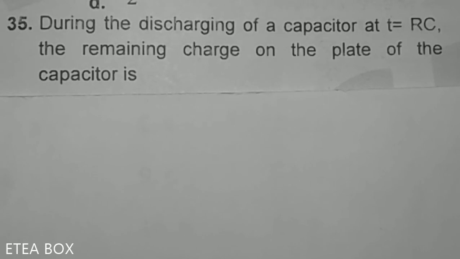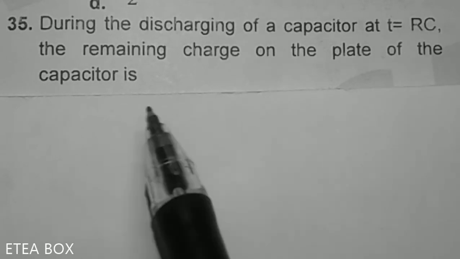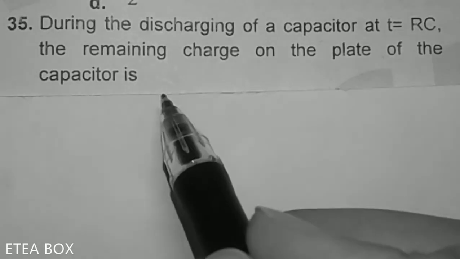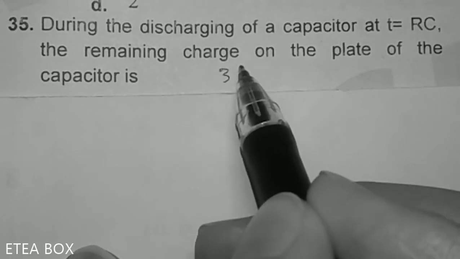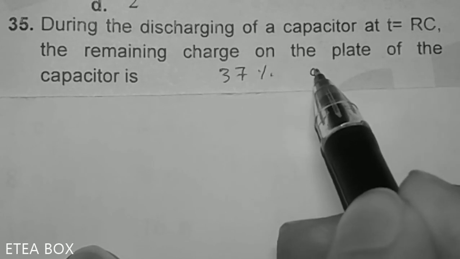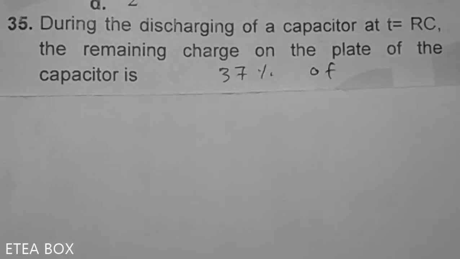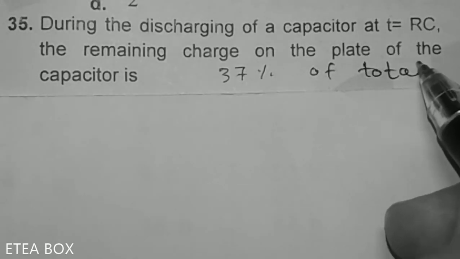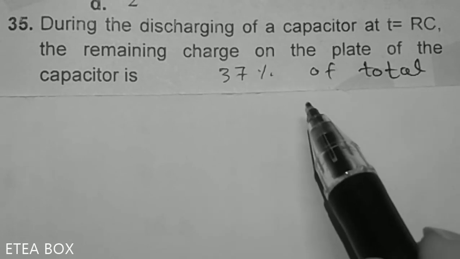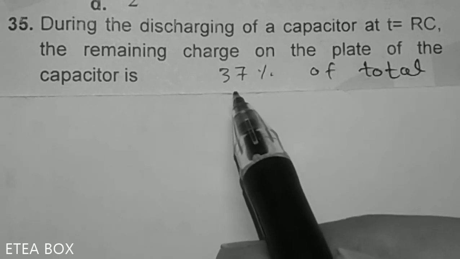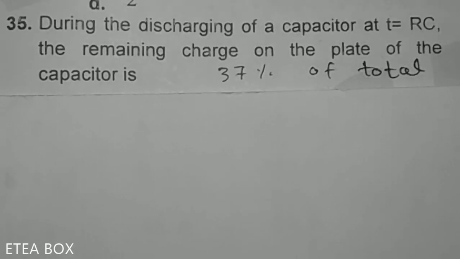During the discharging of a capacitor at t equal to RC, the remaining charge on the plate of the capacitor is 37% of the total. It is 36.7, and when we round it off, it becomes 37% of the total. So here option B is correct.